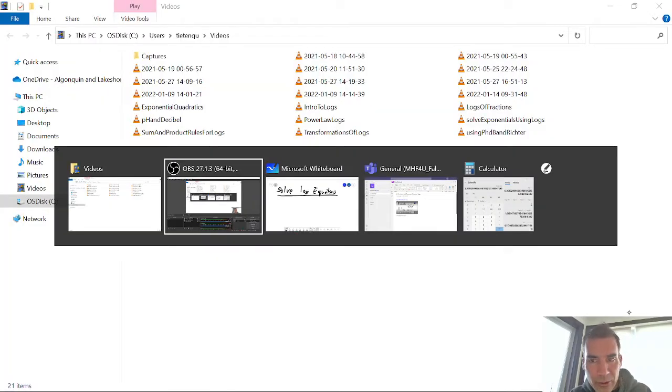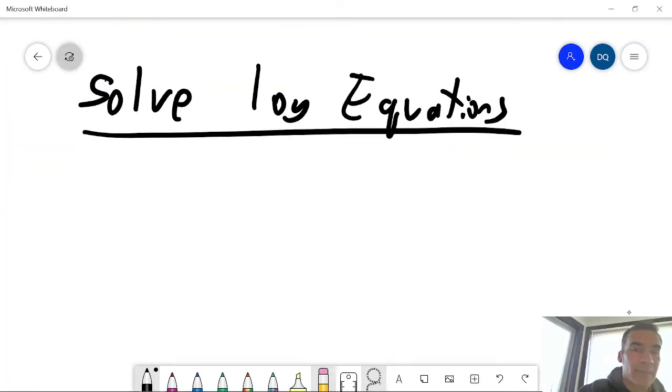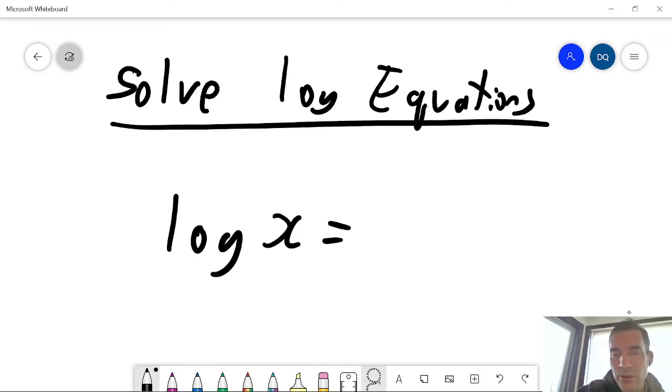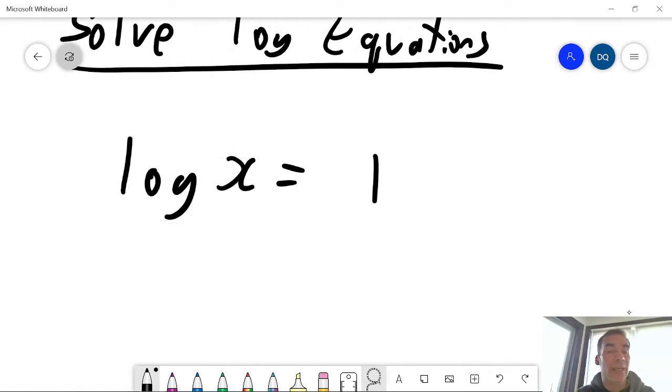Okay, we're going to solve some log equations. So I'm going to start out with a real simple one. Let's say the log of x is equal to 1. What does that make x?